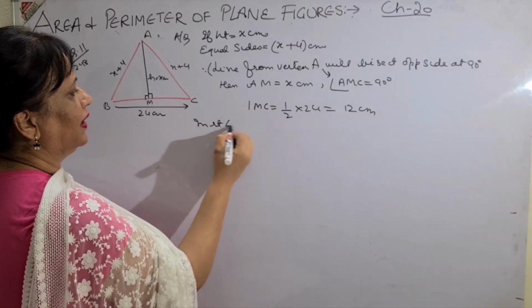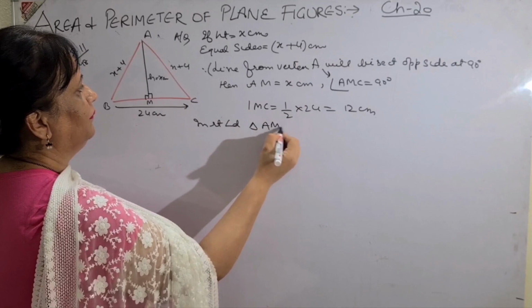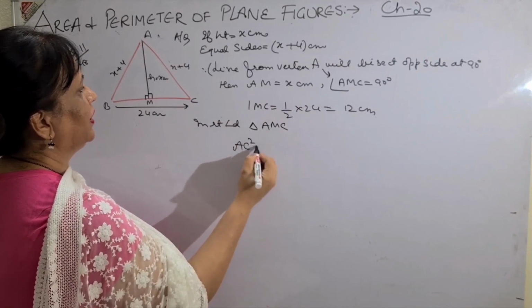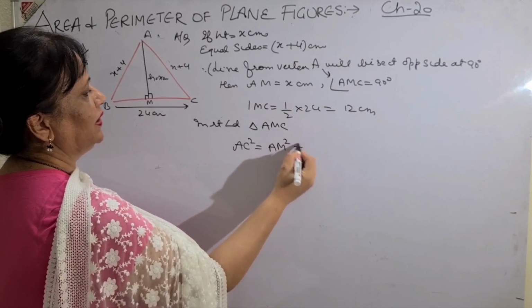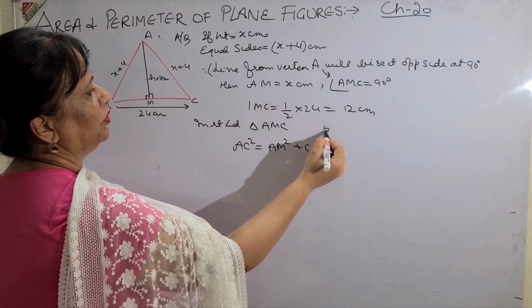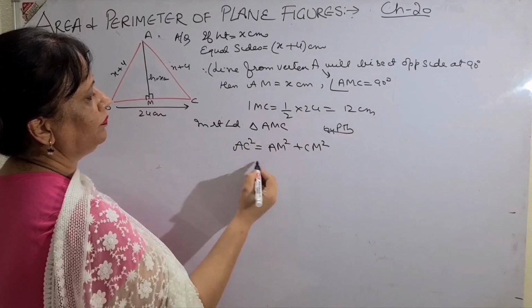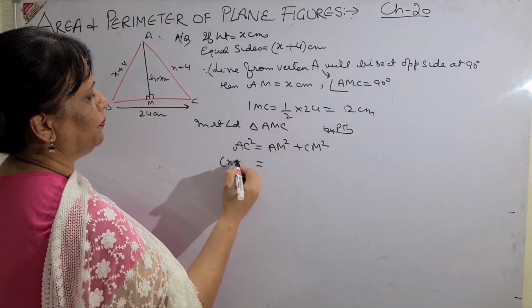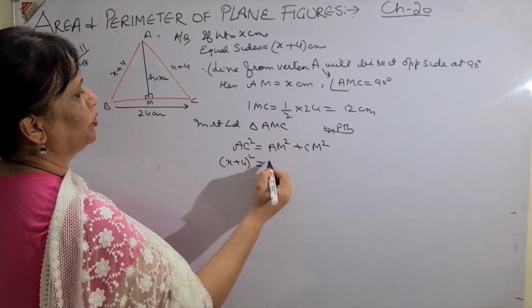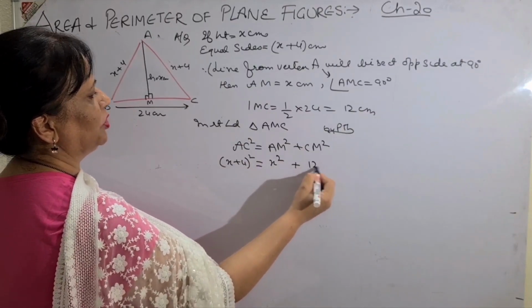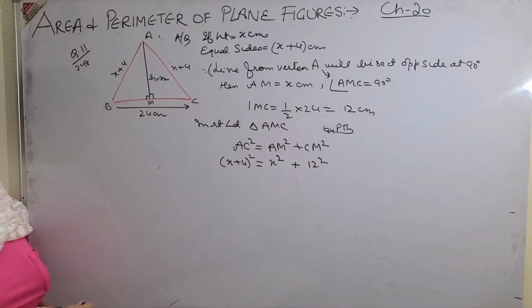In right angled triangle AMC, AC square is equal to AM square plus CM square, by Pythagoras theorem. AC square means (x plus 4) whole square, AM square means x square, and CM is 12 square. So I have to find the value of x here.